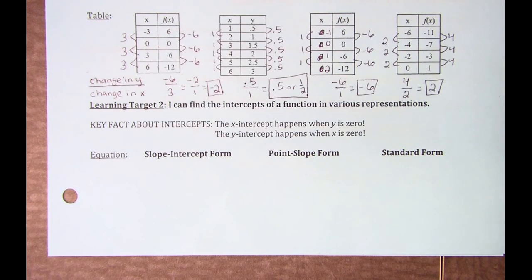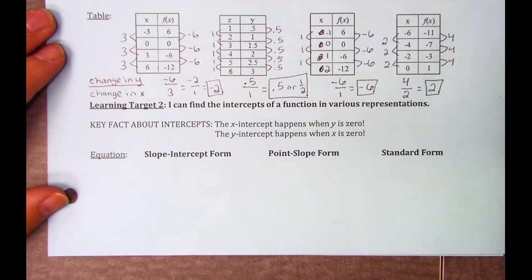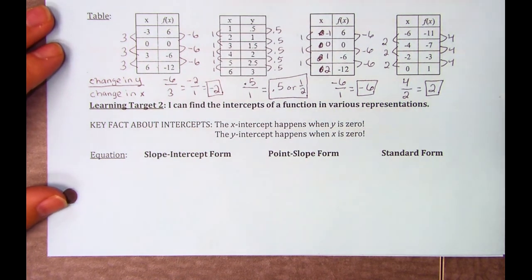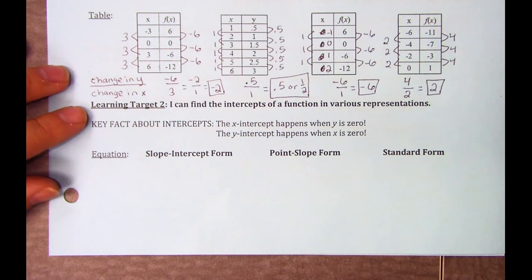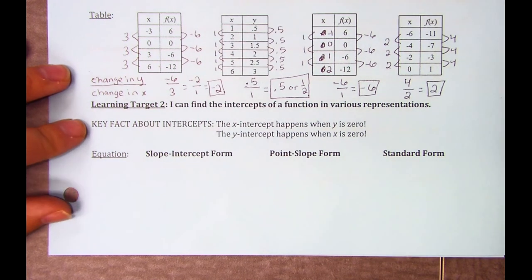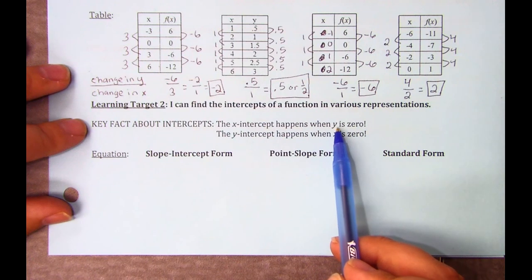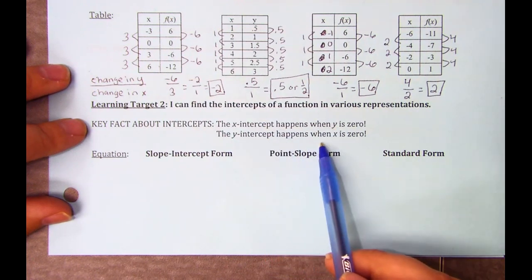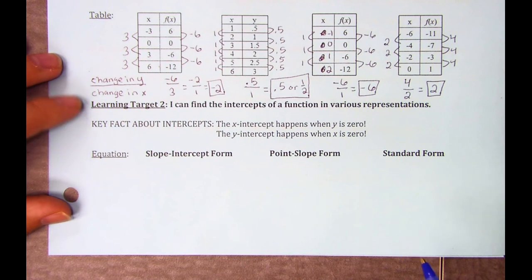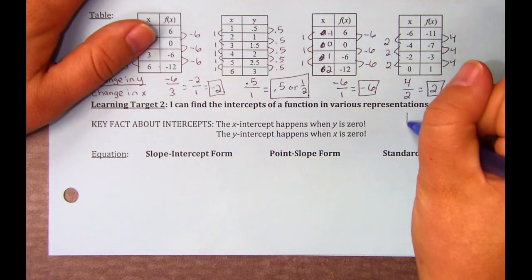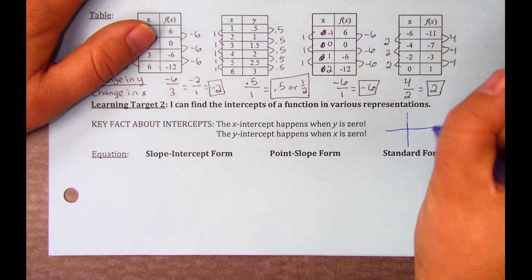Right, so today we're going to talk about learning target 2, which says I can find the intercepts of a function in various forms. Learning target 1 talked about the slopes. Now learning target 2 is talking about the intercepts. The key piece of information you need to know is that the x-intercept happens when y is 0, and the y-intercept happens when x is 0. The intercepts are the 2 points where a function crosses the axis.